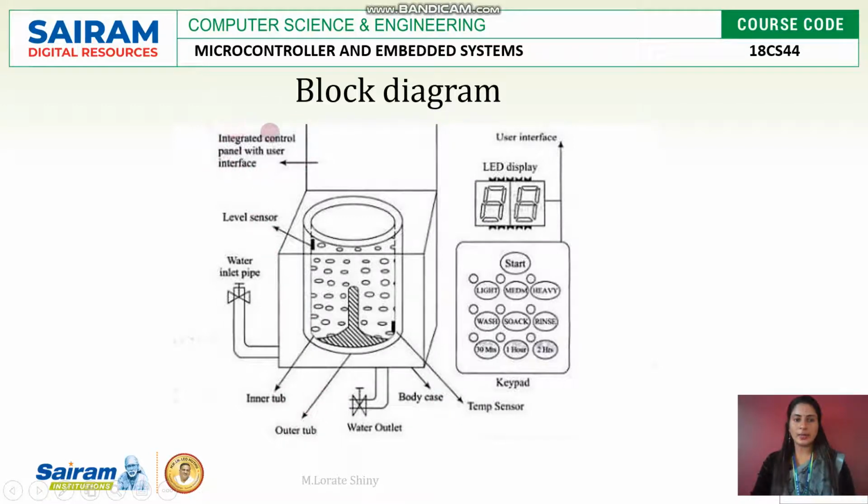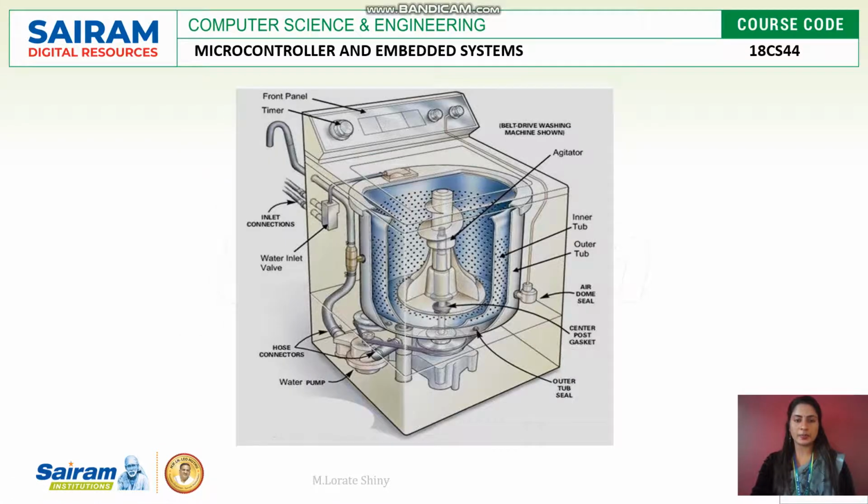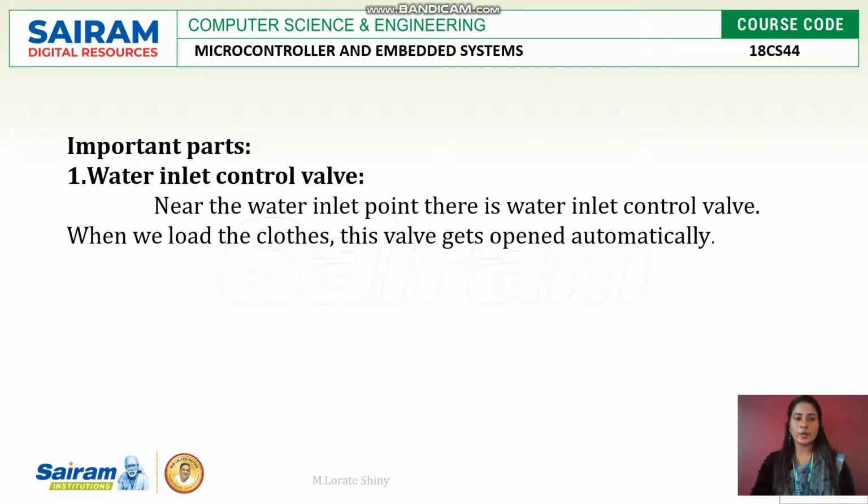And this is the integrated control panel with the user interface. Here only we will have this LED display and keypad. This is the washing machine. Now we are going to see the important parts of the washing machine.